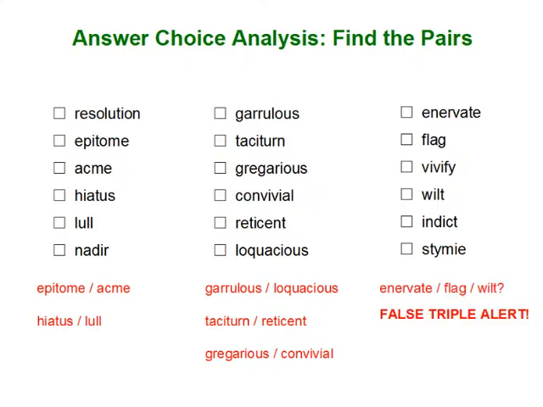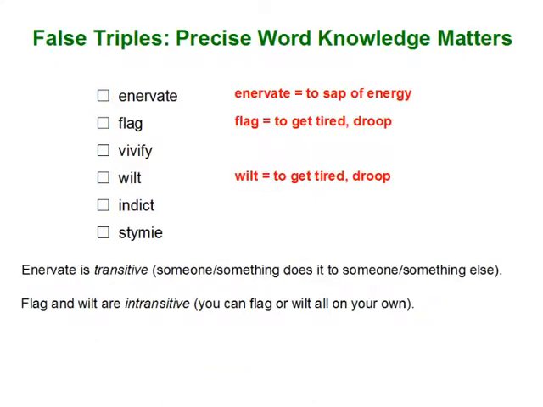And in the final example, we have a false triple, so give yourself extra points if you identify this false triple. Enervate, flag, and wilt. So it's highly likely here, since vivify, indict, and stymie, neither one of these has a relationship to the other. So it's basically 100% likely that two of these three, enervate, flag, and wilt, are the correct answer for this problem. We just need to decide which one is different from the others and how so.